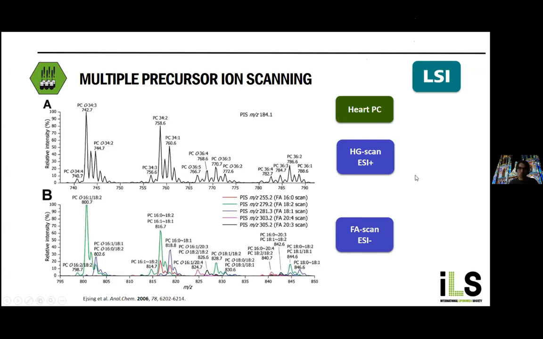But the beauty of a TOF instrument, of course, is you get the whole fragment spectra at once, and it's not as tedious as with the triple quadrupole instrument. In principle, you can combine data from a head group scan, so you define which lipid class is present, with the fatty acyl scans, so you know which acyl combination is present, and this allows you to annotate on a molecular species level.